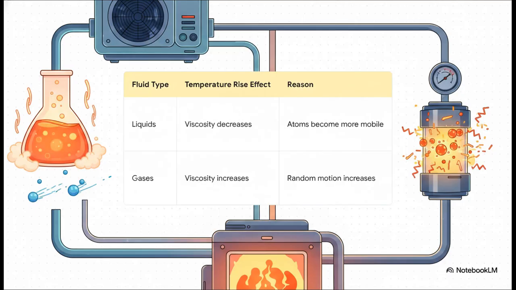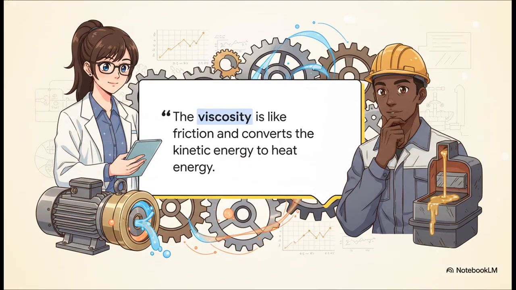Consider the contrasting temperature behaviors between liquids and gases. This is absolutely critical for maintaining machinery across different climates. For liquids, when you turn up the heat, viscosity actually decreases, like warming up cold maple syrup so it flows faster. But for gases, it's the exact opposite. Heating a gas increases random, chaotic molecular collisions, meaning its internal resistance, and therefore its viscosity, actually increases with heat. Pretty counterintuitive, right? I want you to remember this as a major tip for interpreting data.